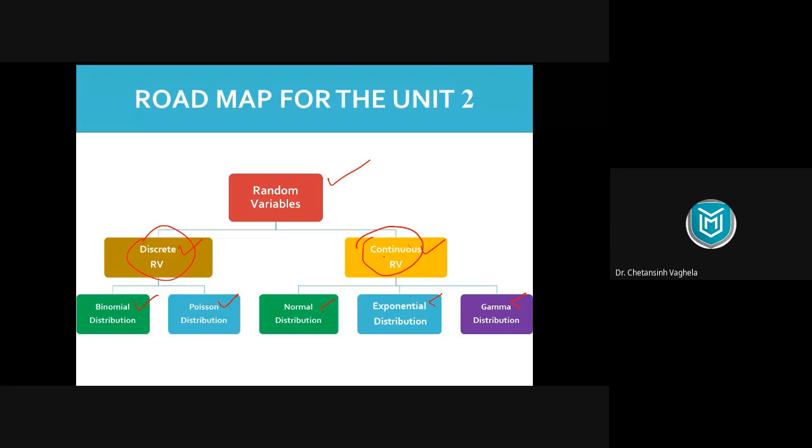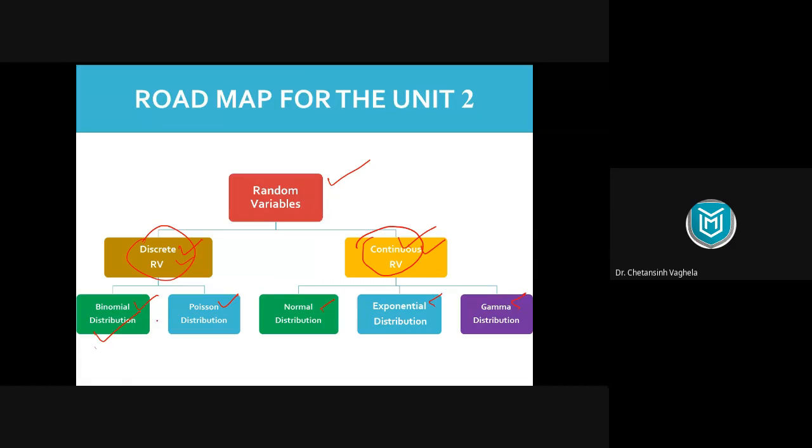So the things must be clear in your mind. Once again, we are going to deal with random variables only. For random variables, we are going to discuss some special probability distributions, and these are the five. These five distributions are divided into two parts: discrete distributions and continuous distributions. So let's start with the binomial.